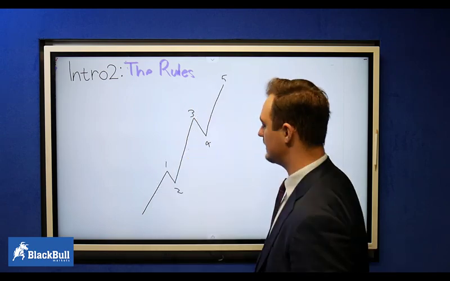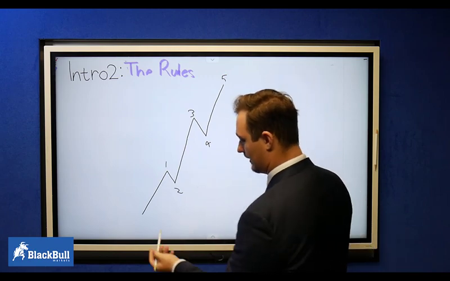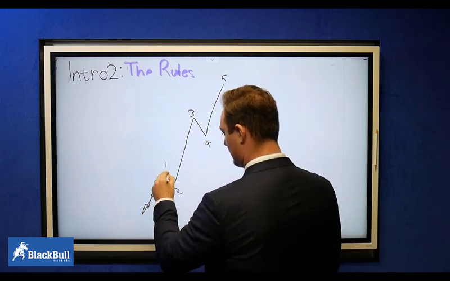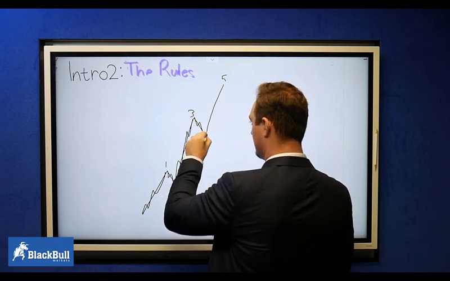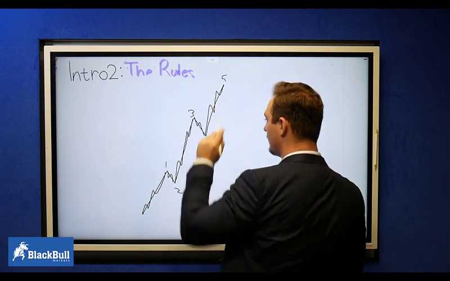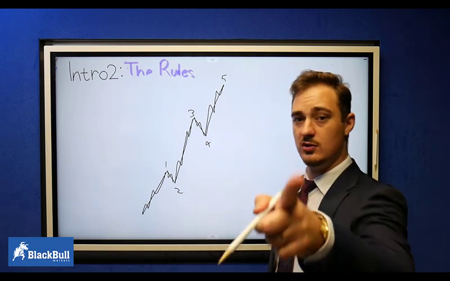Now let's get into the basic structures of these. We also do know, like I said, we've got the 5 in here, 3 to the downside, 5 in here, 3 to the downside, 5 in here. Okay, basic structures. Now let's get on to rule number 1.